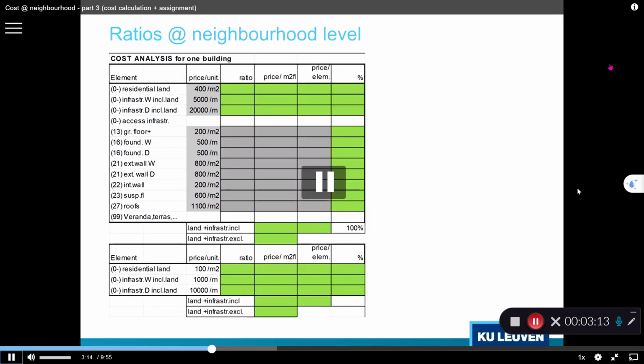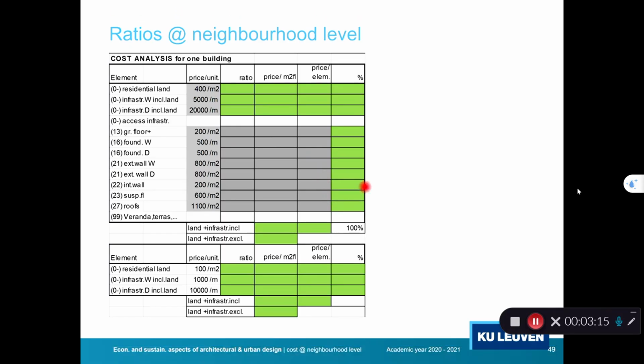So if we look at the table, this part in gray is what you already did before. So we had the unit price, you calculated the ratio, multiplying the price per unit and the ratio, you had the price per square meter floor, and then by multiplying with the amount of floor, you can calculate the price of a certain element in your building.